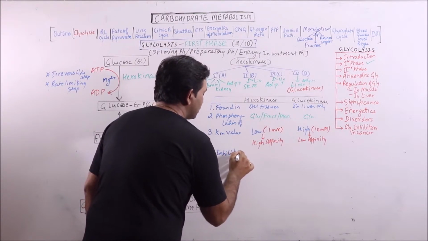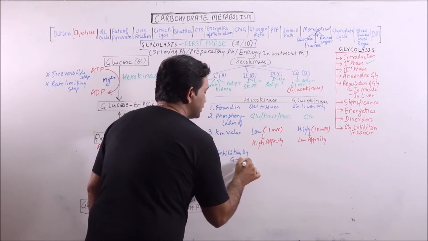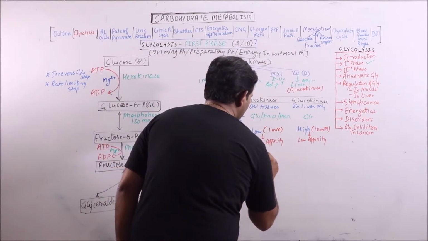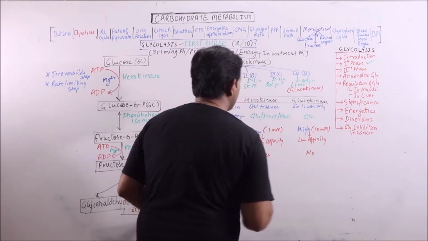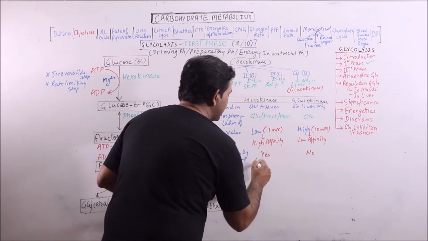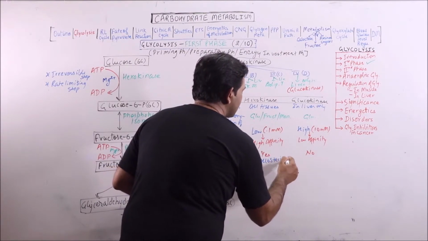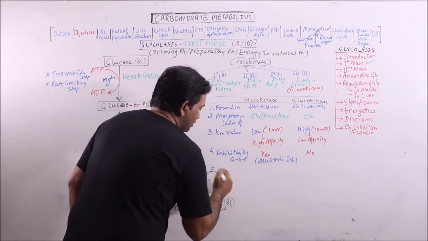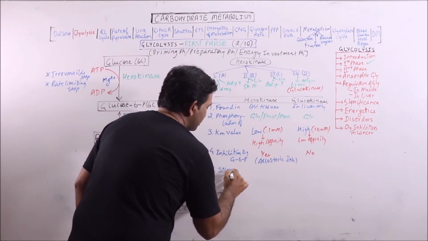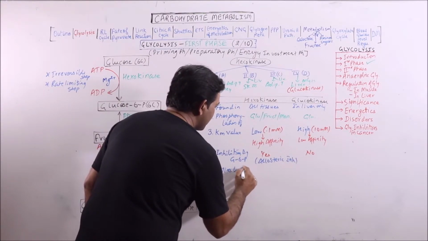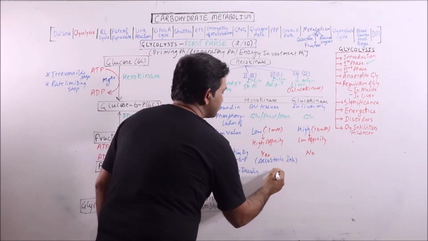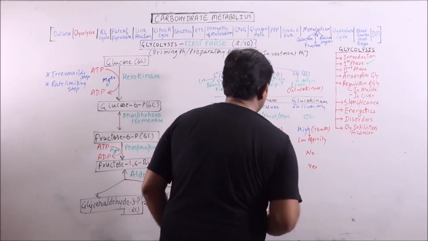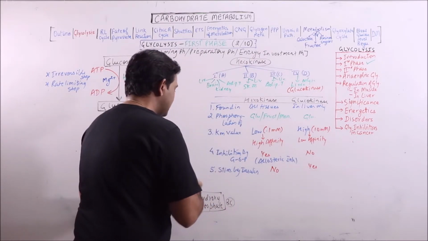Inhibition by glucose 6-phosphate. Yes. No. This type of inhibition is allosteric inhibition. Then stimulated by insulin. No. Yes.